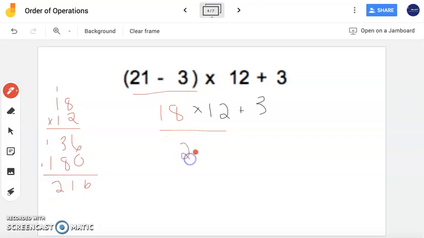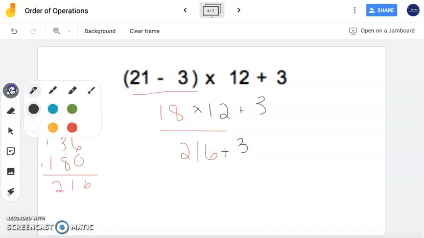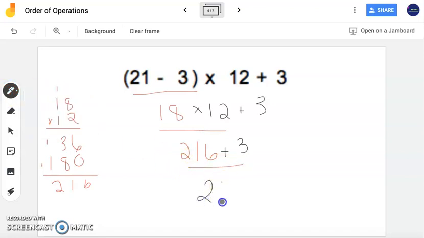So now I have 216, and I still need to include plus 3. Now I have one more step left, and notice I just have one operation here. I have 216 plus 3, giving me a final answer of 219. And again, notice I had a very large expression with a lot going on. But when I follow the rules of order of operations, I get one number, 219, as my answer, and that is your goal.